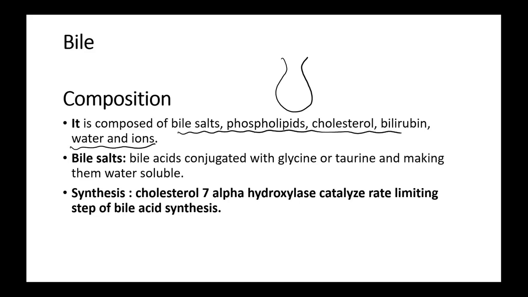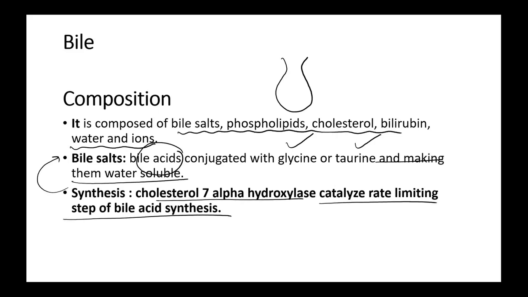So what are bile salts? When bile acid is combined with glycine and taurine, it makes them water soluble. It's called bile salt. When acid is combined with glycine and taurine, that makes bile salt. What is the rate limiting step? So bile salts are formed from cholesterol. Cholesterol uses 7-alpha hydroxylase, the rate limiting enzyme, for the synthesis of bile acid.